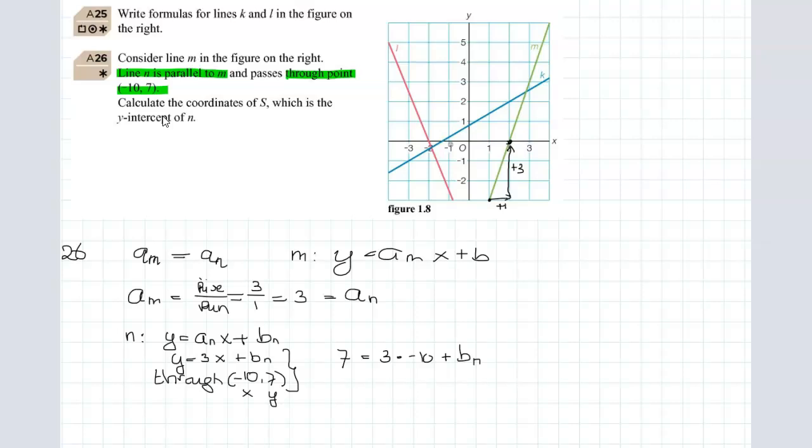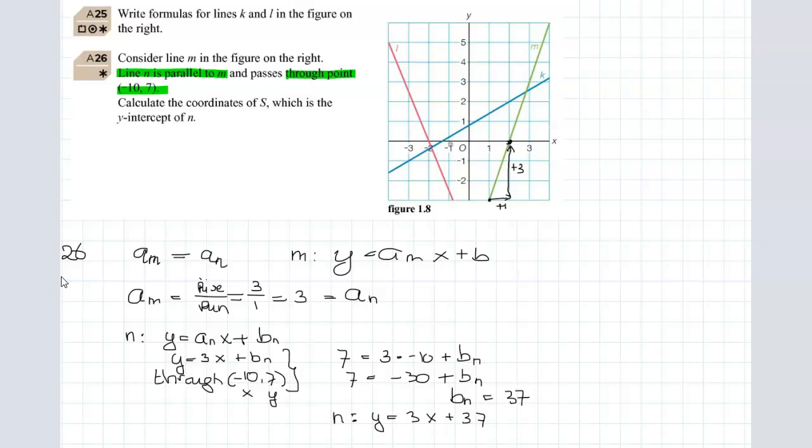And that means I can now calculate the value of b. 3 times -10 is of course -30. That still has to be equal to 7. So -30 plus bN is equal to 7, and that means that b will have a value of 37, by adding 30 to both the left hand side and the right hand side. Okay, that means that the formula for line N will be y = 3x + 37.